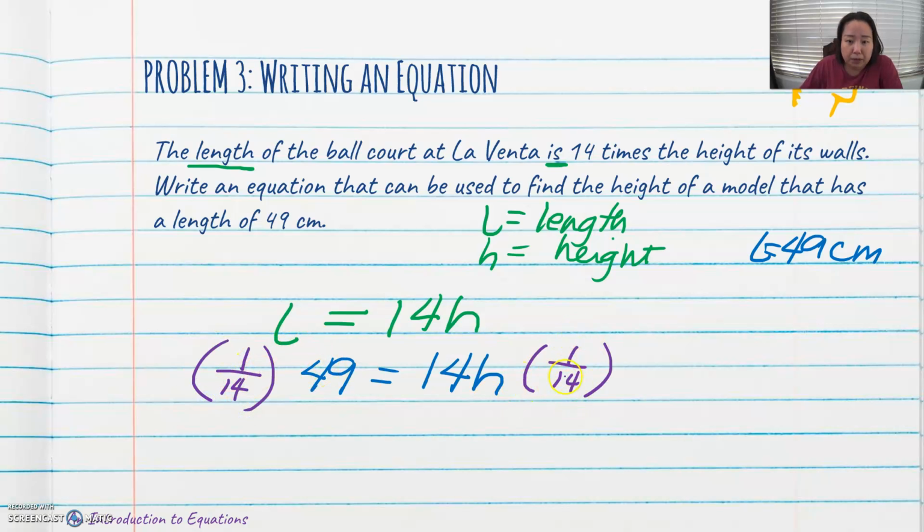Why do we use the multiplicative inverse? So that it will be 1 times h. This number and this number can cancel out. If you multiply 14 and 1 over 14, the answer would be 1. And so we will now be left with h is equal to 49 over 14. That could be an equation. Actually, you can already stop with 49 equals 14h. That could be an equation. But if you are solving for the actual value of h, then you can simplify this fraction.